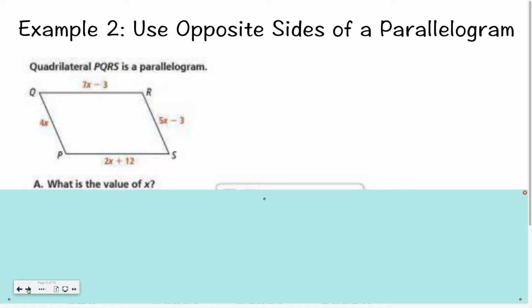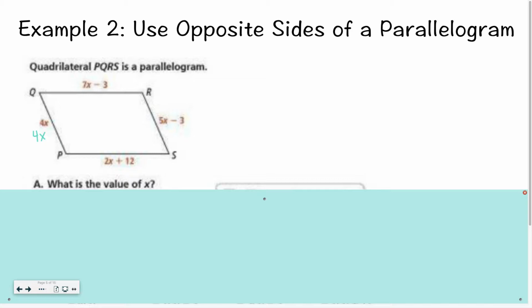And now let's talk about using the opposite sides of a parallelogram. So if I give you this quadrilateral and I say that it is a parallelogram, so PQRS, and then I have sides, PQ is 4x. I think it's a little clearer on your screen than it is mine. And then QR is 7x minus 3, RS is 5x minus 3, and SP is 2x plus 12. And I want to find the value of x.